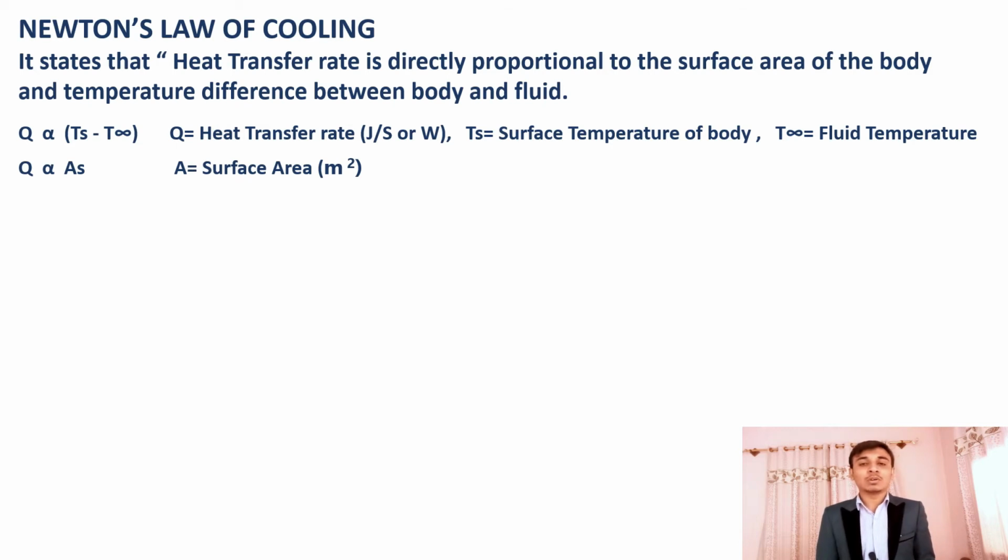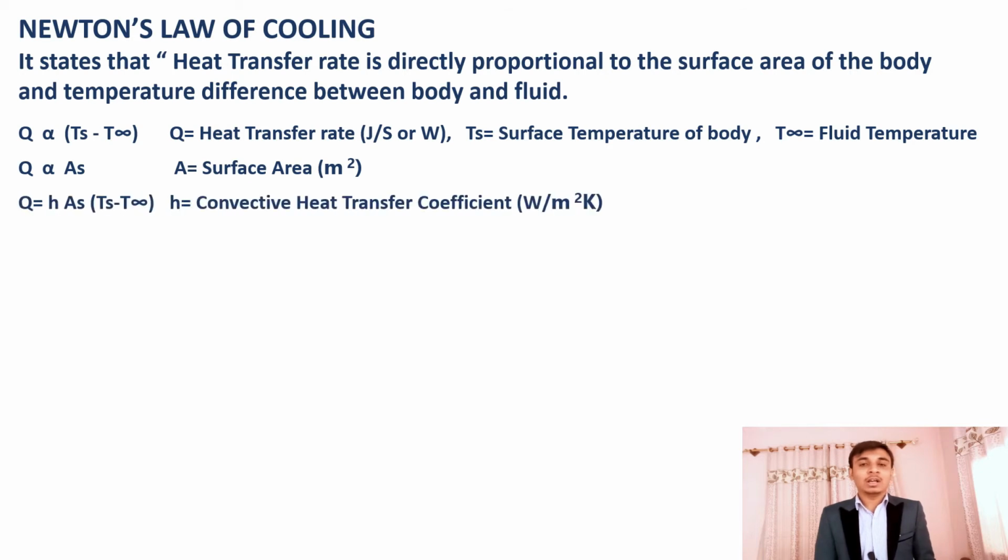Now let's remove the sign of proportionality and bring in the sign of equality, which gives us the Newton's law of cooling equation, that is Q is equal to h multiplied by surface area multiplied by temperature difference. Now here h is the convective heat transfer coefficient, having a unit of watt per meter square Kelvin. We can find out its unit by manipulating the equation, taking all the other terms to the other side and h on one side. It is watt per meter square Kelvin.